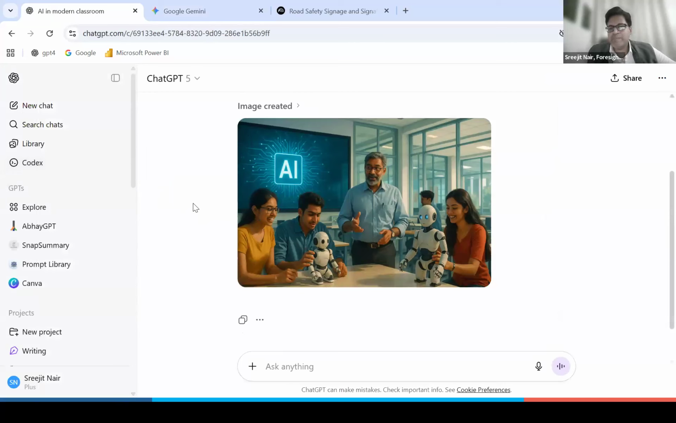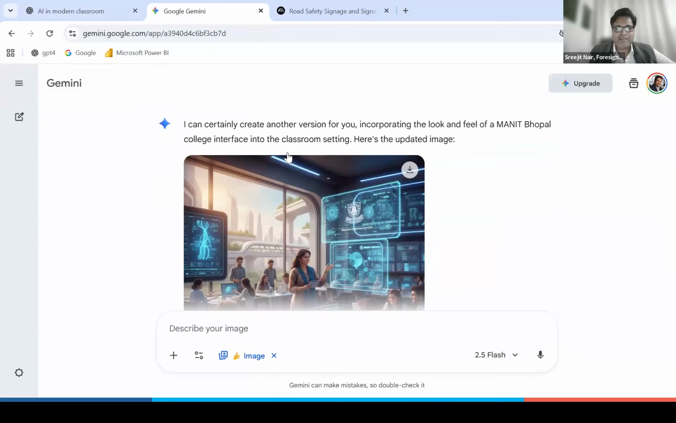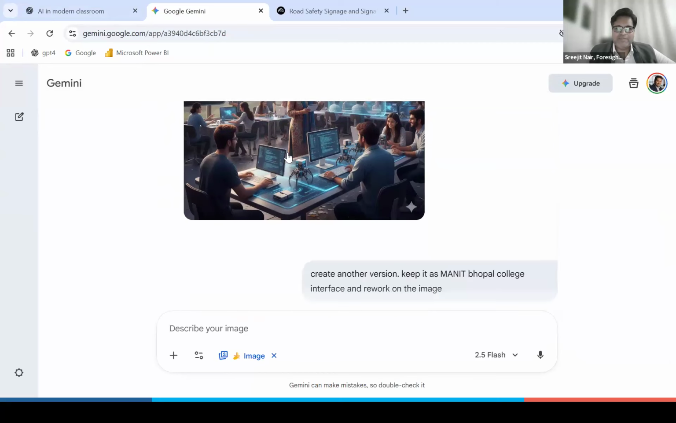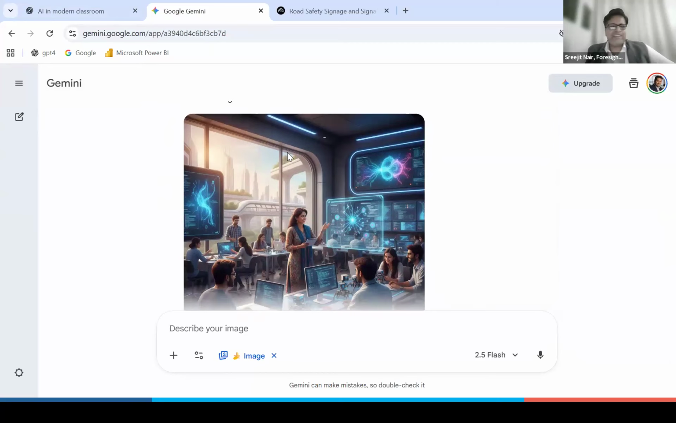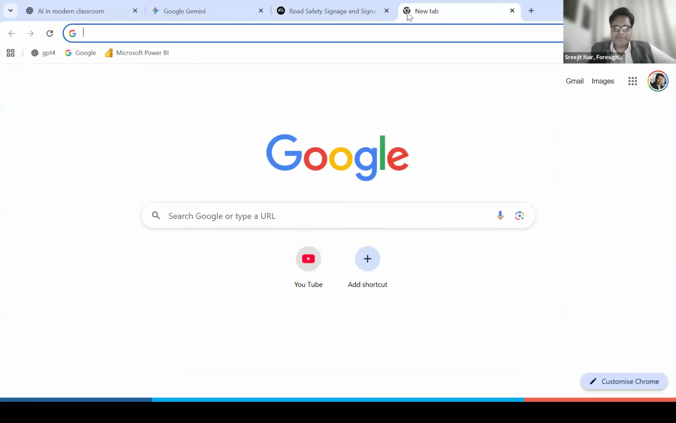But see, ChatGPT has done a better job when it comes to relating to the context. So somewhere, see, Gemini is failing as of now, but it hardly does this. Yeah, but it does do this meanwhile.